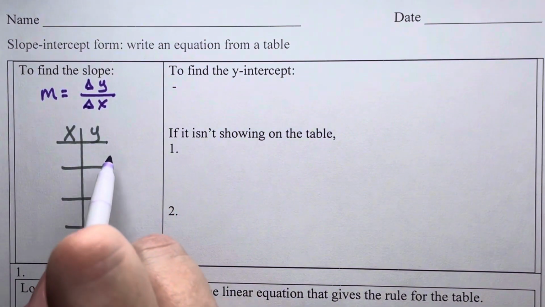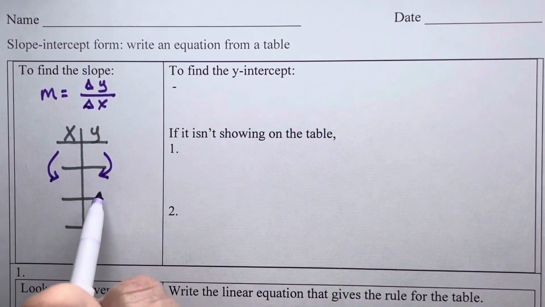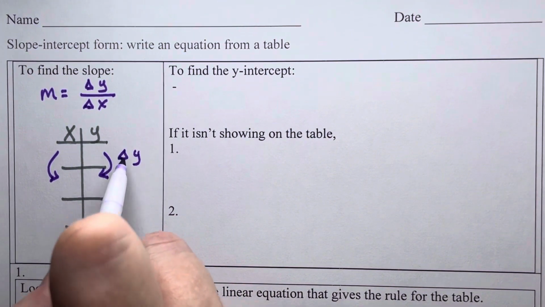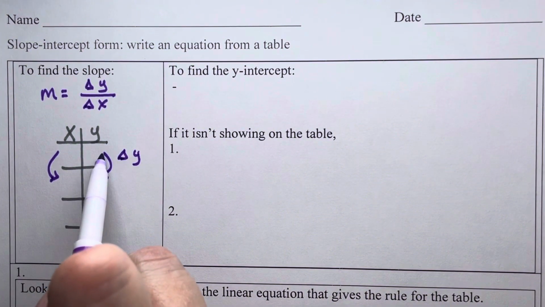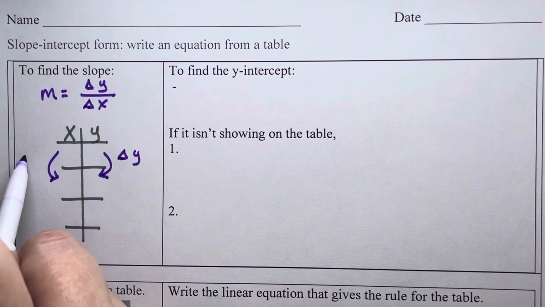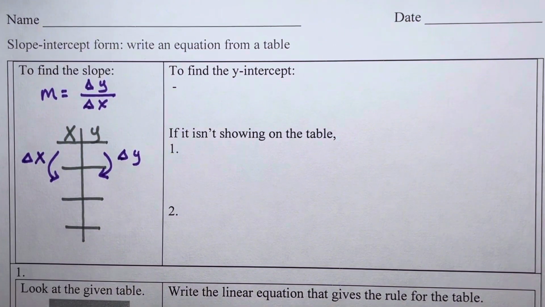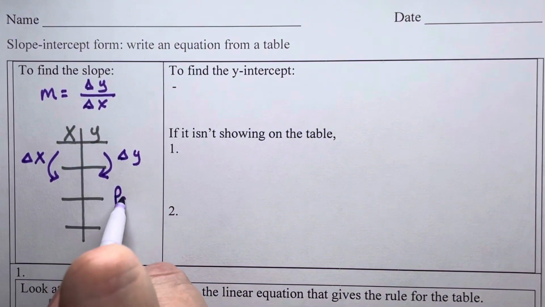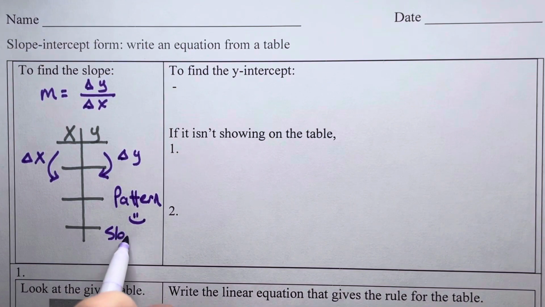We found these changes by determining how we went from row to row. The triangle symbol means to change. So on the right side of the table, how did the y values change from one row to the next? On the left side of the table, how did the x values change from one row to the next? This ratio is our pattern. It's the slope.